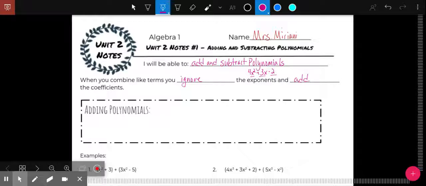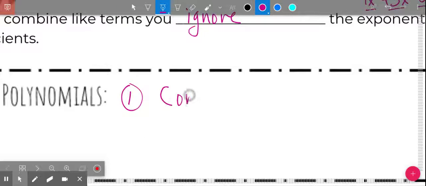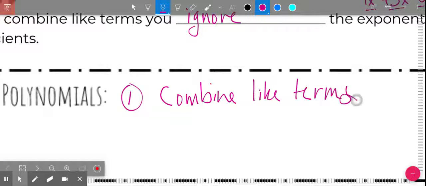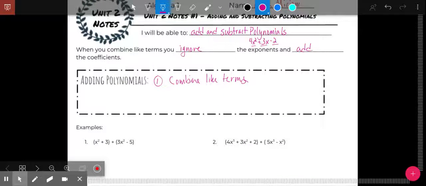So looking at the first one, it says adding polynomials. When we add polynomials, there is one step that we have to do, and that's just combine like terms. Okay, so that's going to be your one step that you have to follow when we are going to add polynomials.